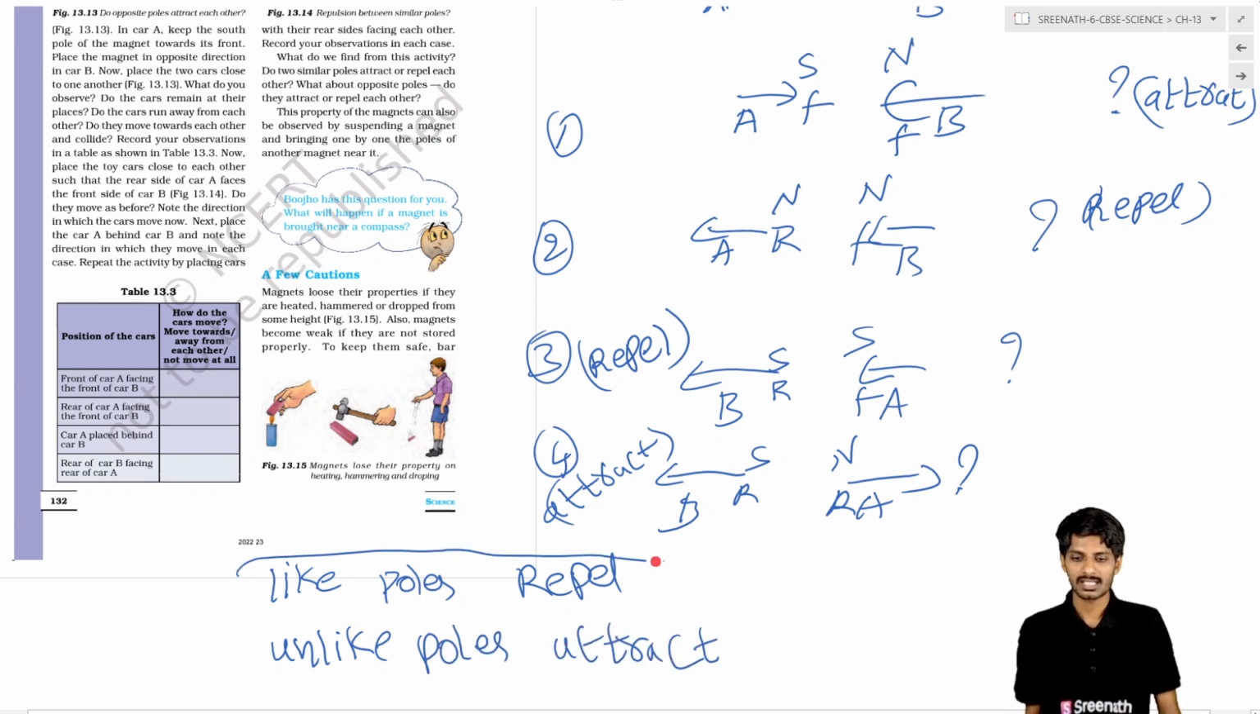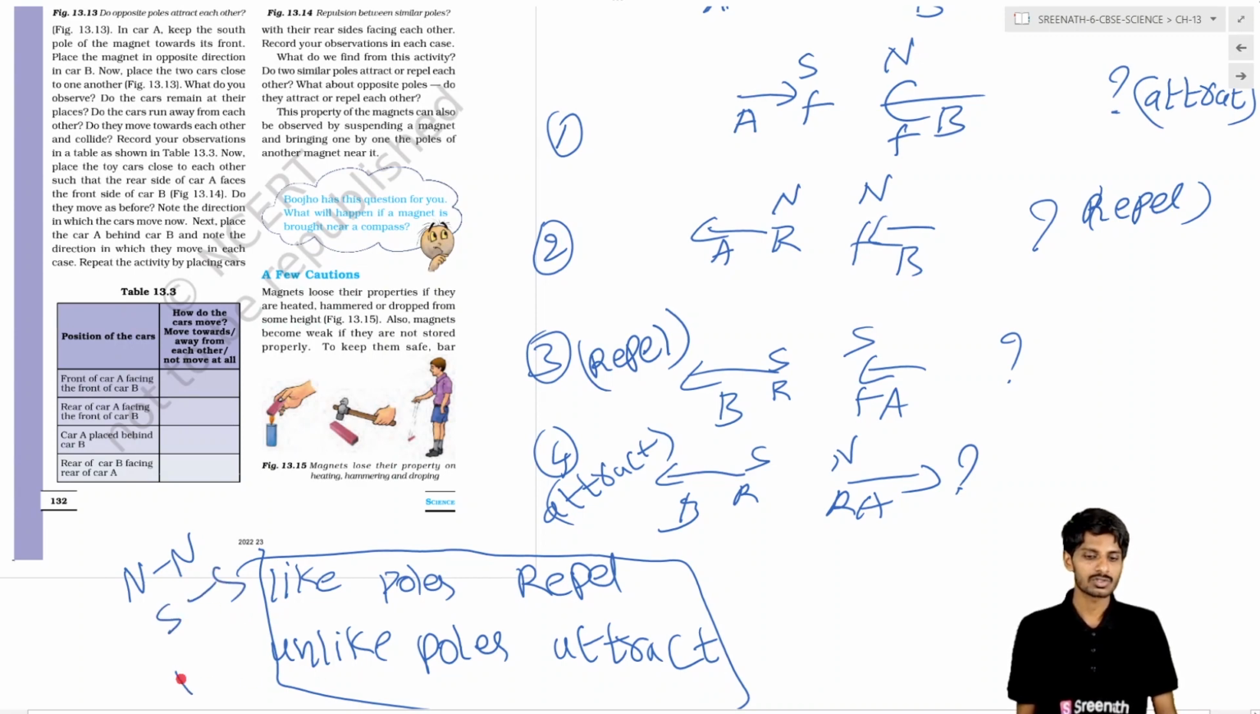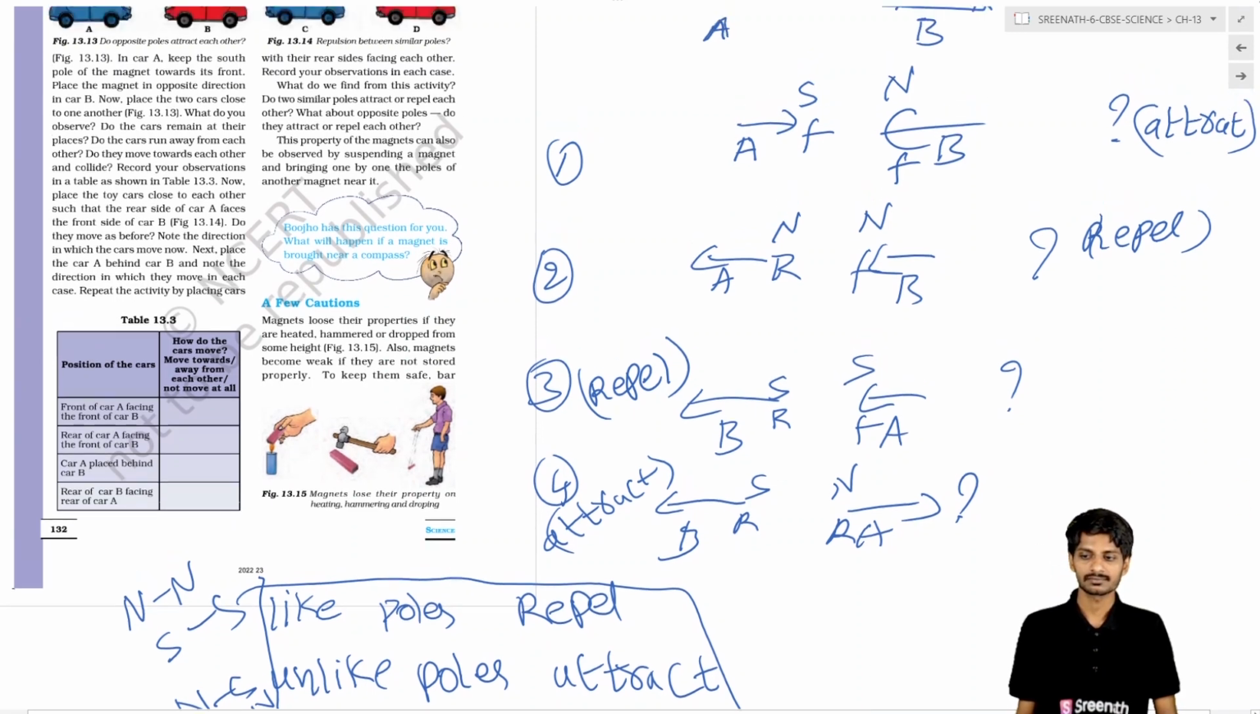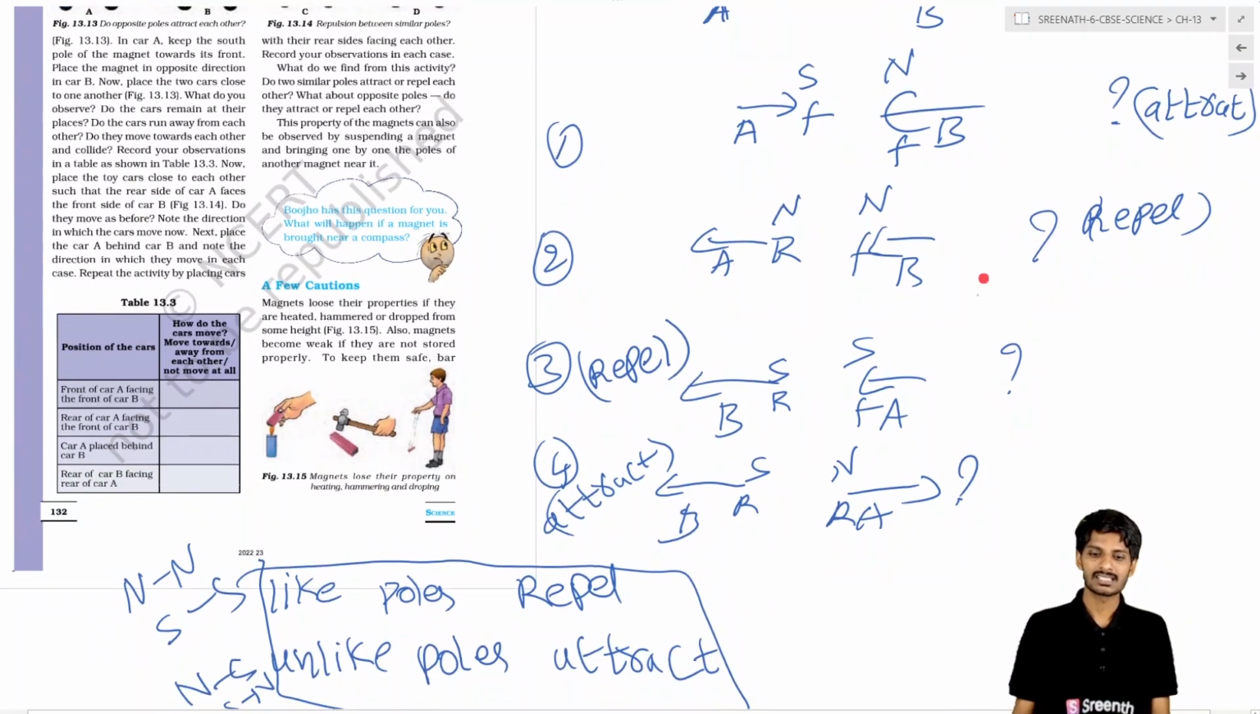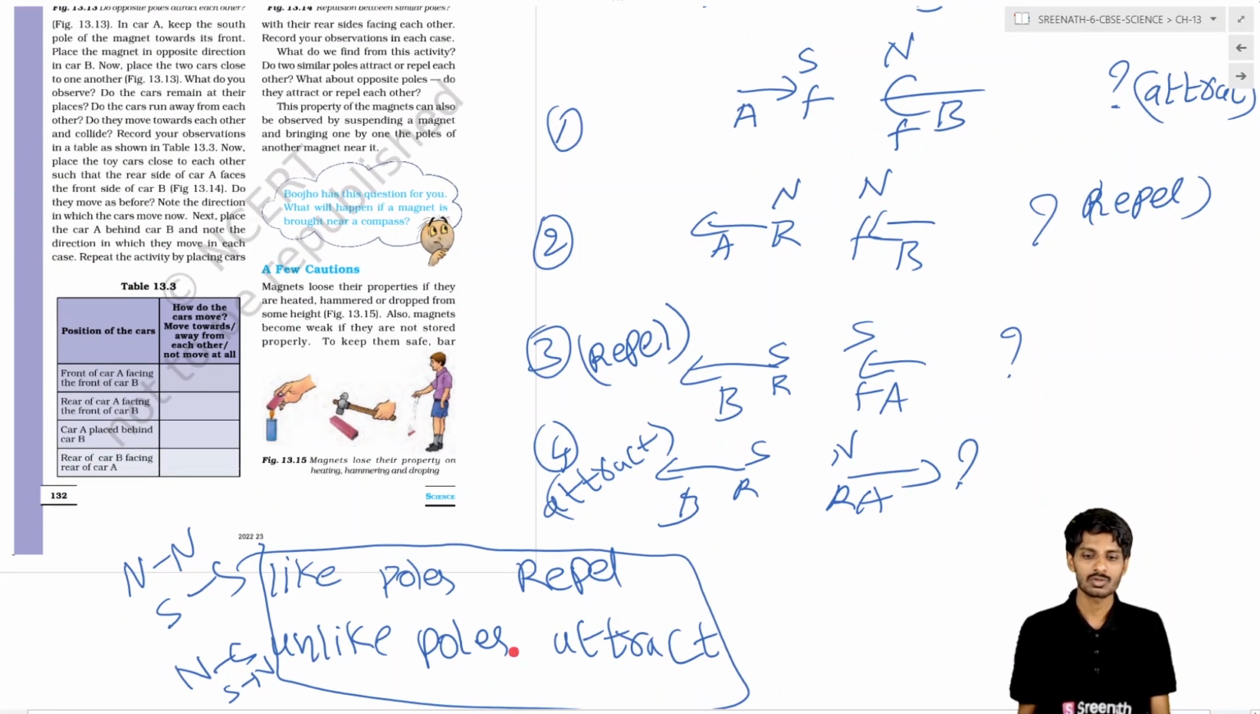What does it mean? Like pole means north pole and north pole is a like pole, south pole and south pole is a like pole. What are the unlike poles? North pole and south pole are unlike poles. Basically, if you see in this condition, what happened? North pole, south pole, these are the unlike poles. They come together, so they attract each other, which means unlike poles attract each other.